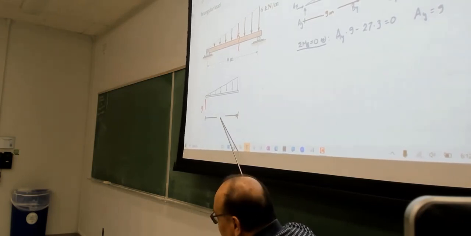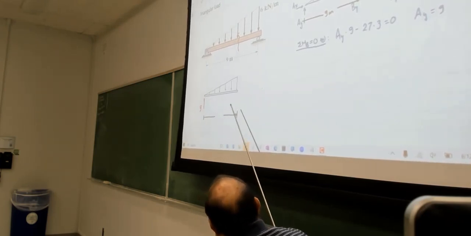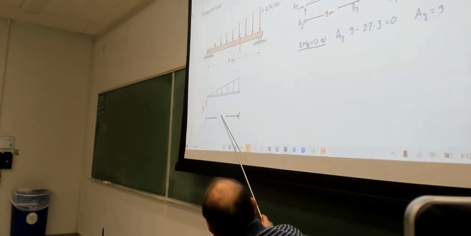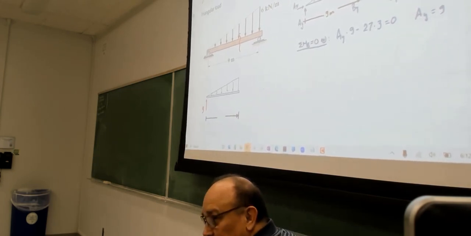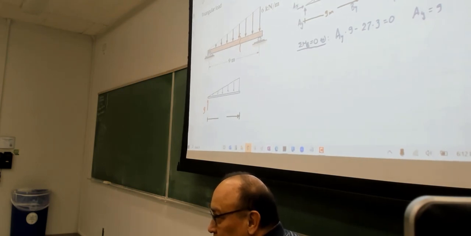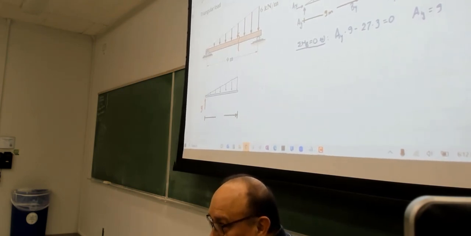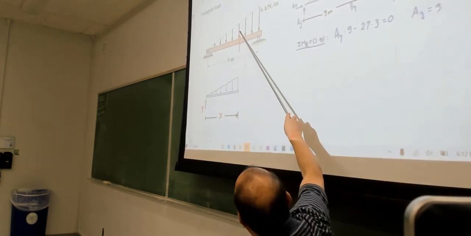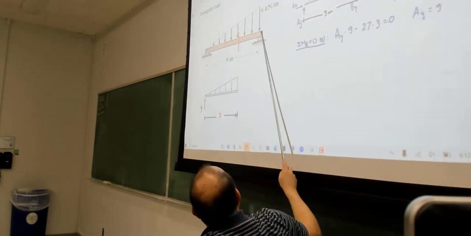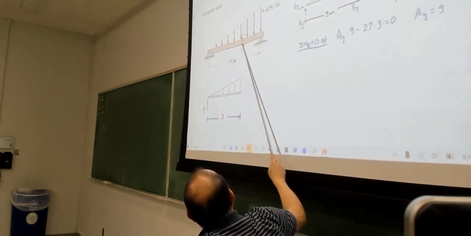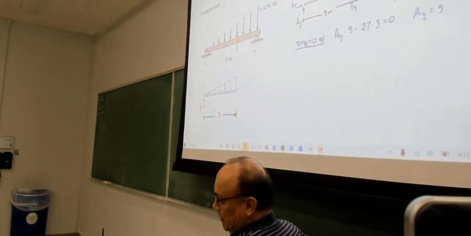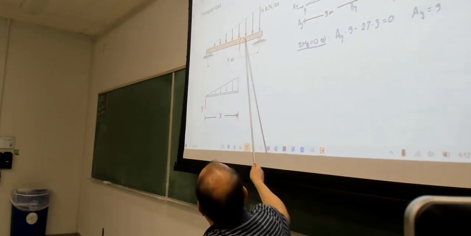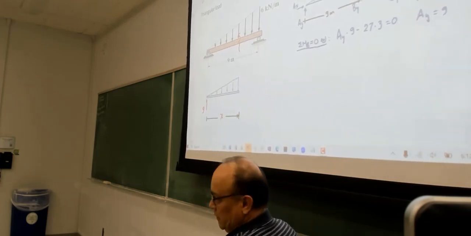This is 9 minus x, from here to here. What is this? X. I do the cut at a distance x. So it's a cut anywhere from 0 to 9. You put anywhere. How do you call anywhere? X. Right? You don't know the distance. It's any distance from here to here. We call it x.